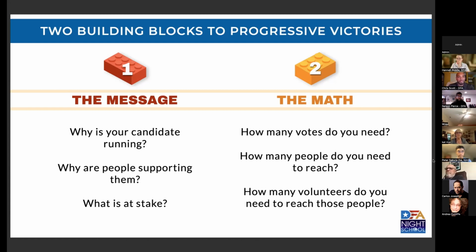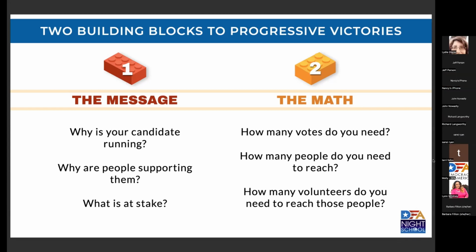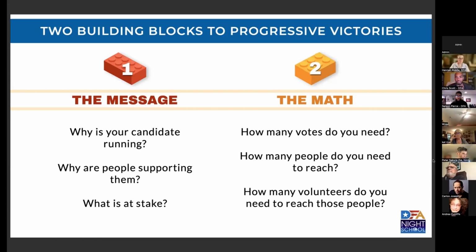There are two ways. The first is the message, what it is that you are saying to people. Why is your candidate running? Why are people supporting them? What's at stake in the election? And then the math, the people that they are talking to. How many votes do you need? How many people do you need to reach to get there? And how many volunteers do you need to reach the people? These are the foundational building blocks that are needed as we are going through campaigns.